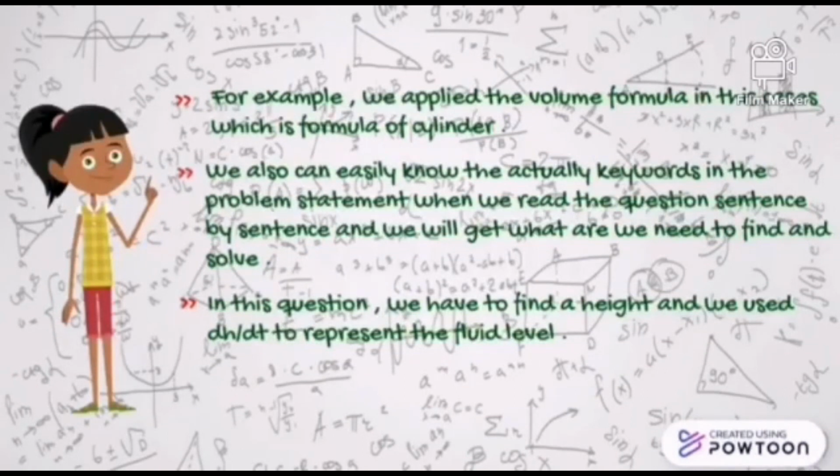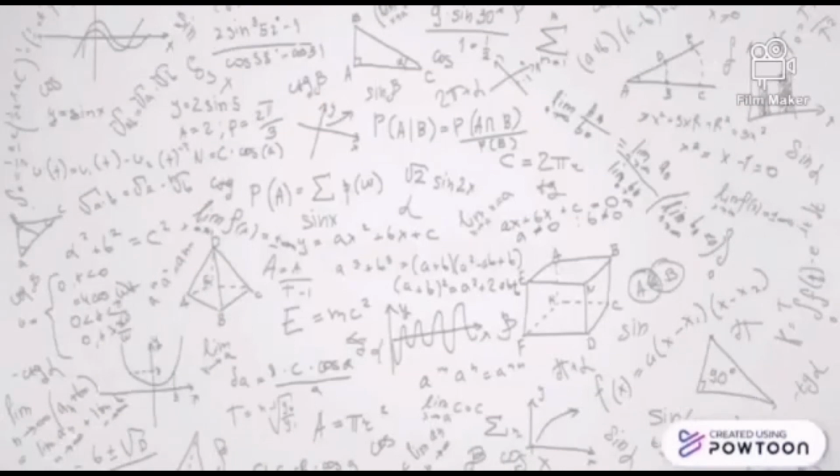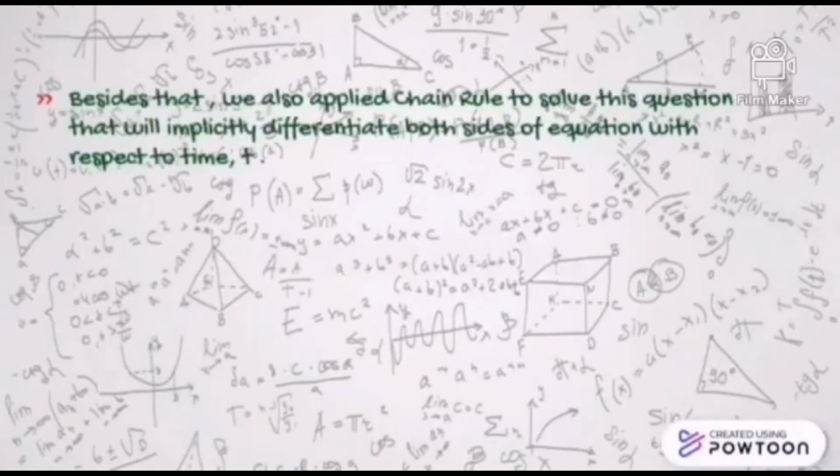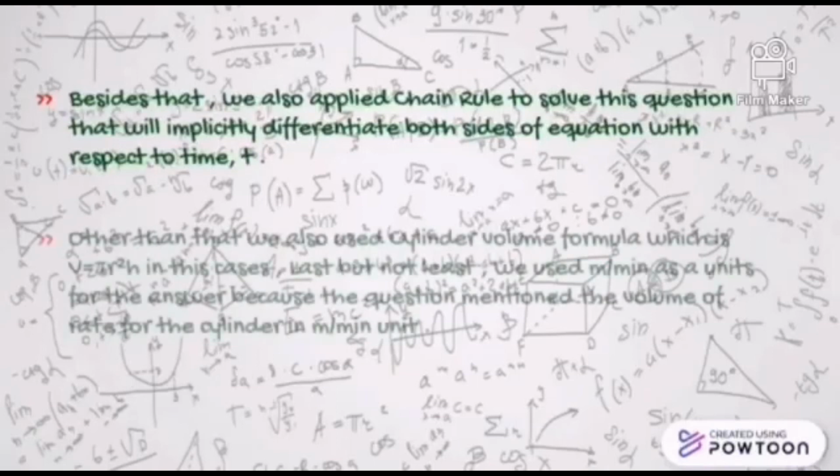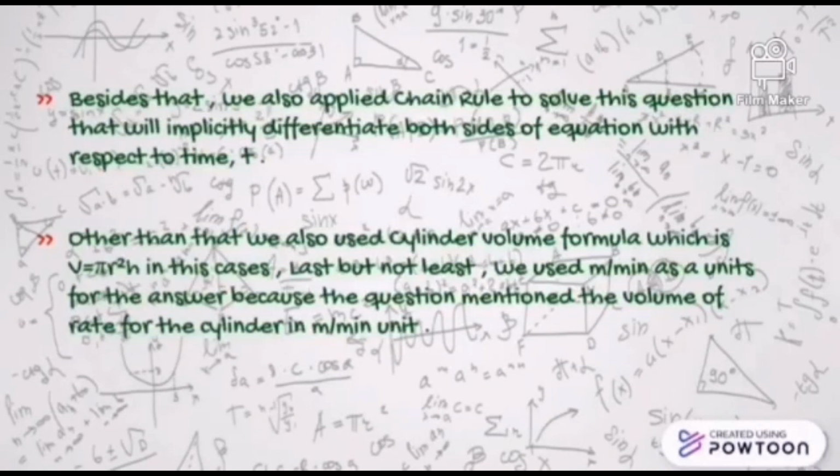We also find the keyword, which is fluid level, that represents the height. Besides that, we also apply the chain rule, differentiating both sides of the equation with respect to time. Last but not least, we use meter cube over minute as the unit for the answer because the question mentioned the rate of volume for the cylinder.